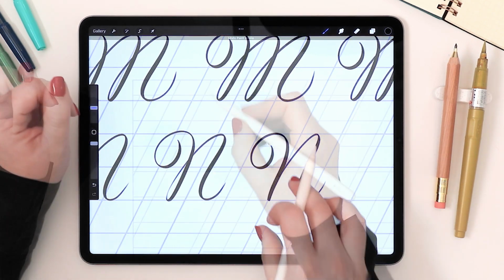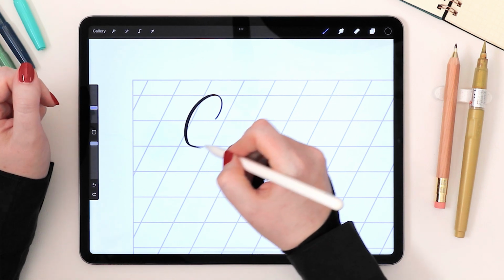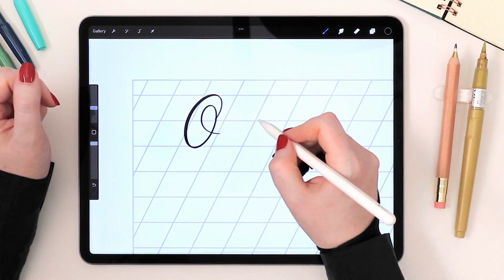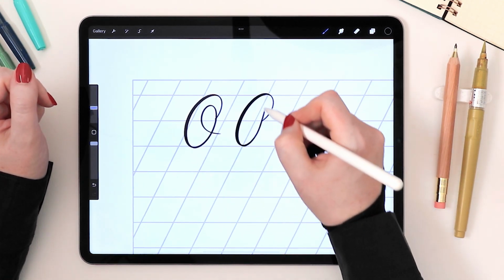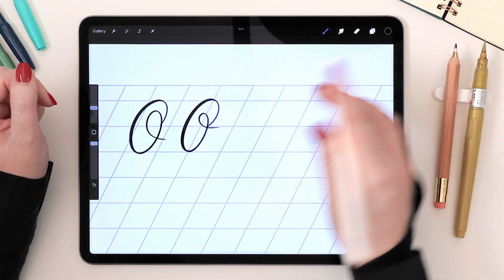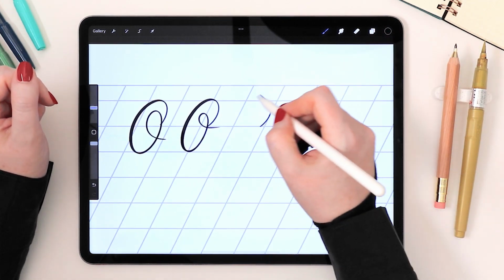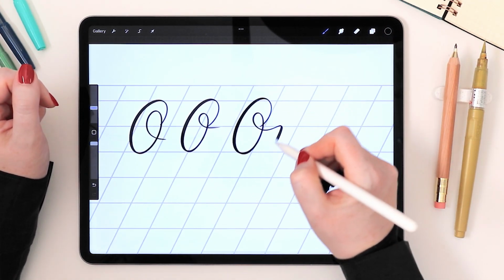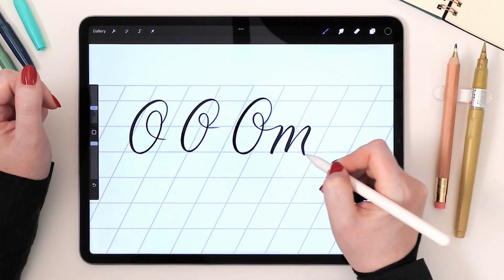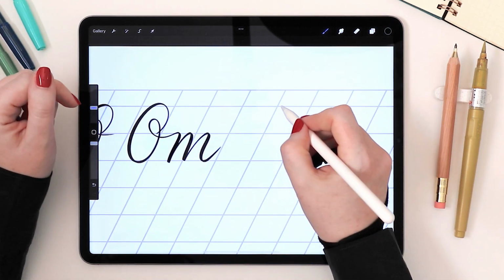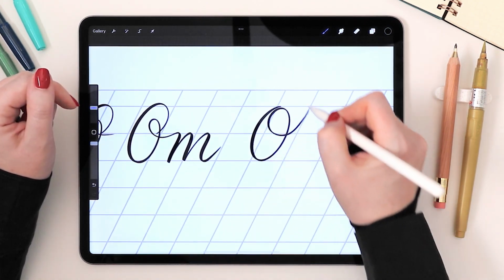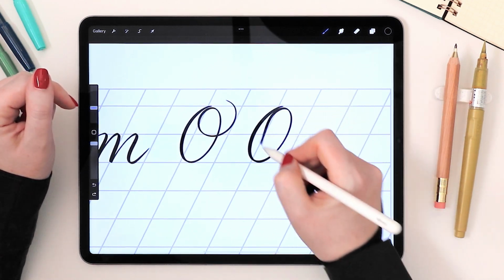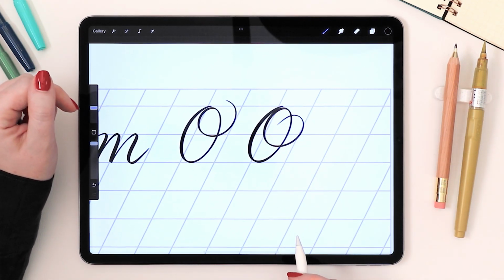The only trick to remember with uppercase O's is to make them as loopy and indulgent as possible. If you want to connect it to the next letter, you absolutely can. Or you can finish it out with a dramatic exit stroke. Just have a lot of fun with this one, playing with your flourishes.